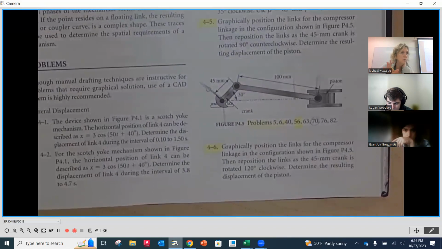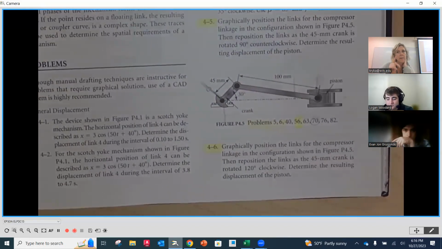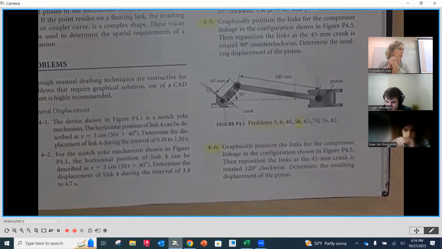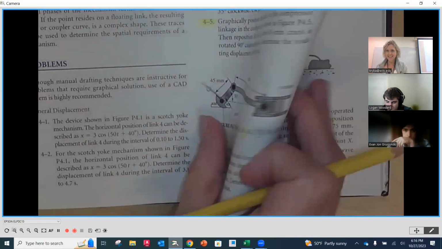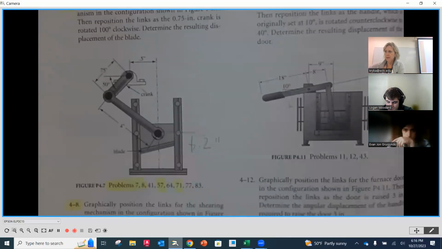Okay. So no new diagram here. You're just going to do that once for these two problems, move it to the new positions. And then how you show your new position, like I said, you can do line type, you can do color, you get to choose that. All right. Okay, good.